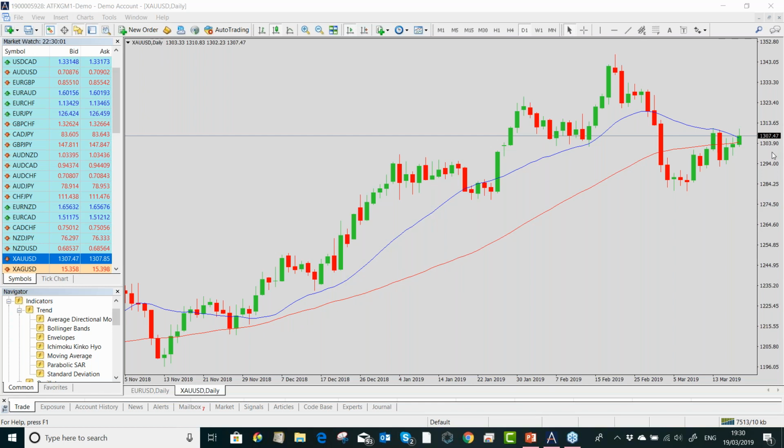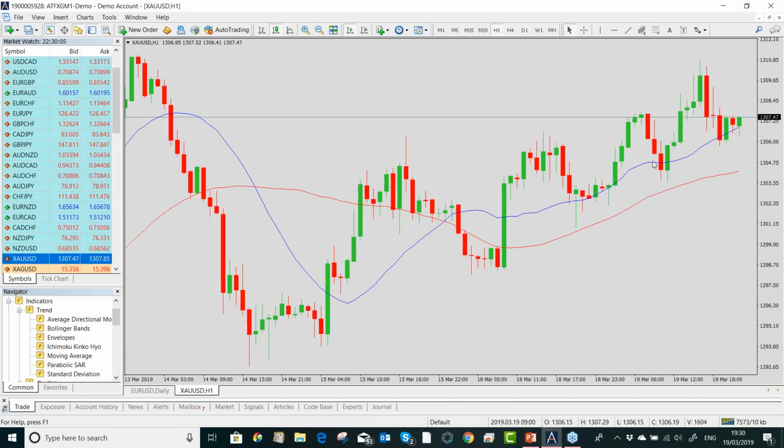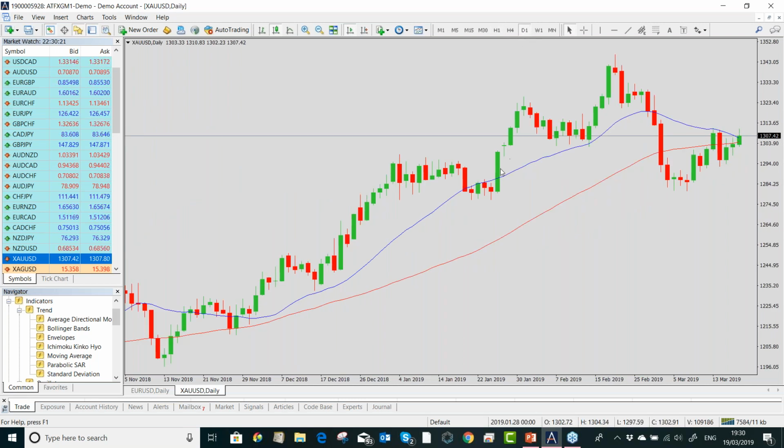So for example, if I now change down to an hourly chart, I still have my 20 moving average and 50 moving average here, and those are now calculated based on the last 20 hours or the last 50 hours. So the moving averages are simply ways to smooth out price so that we can get an overall idea of what direction the market is going in.